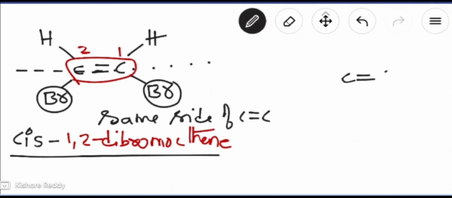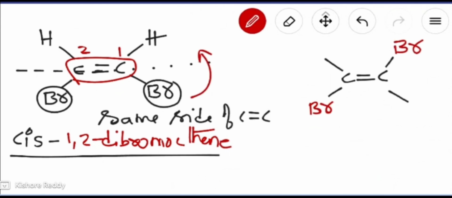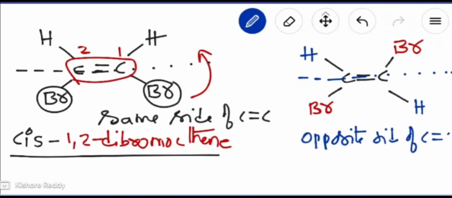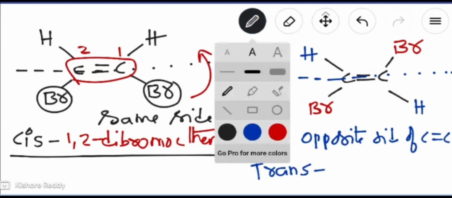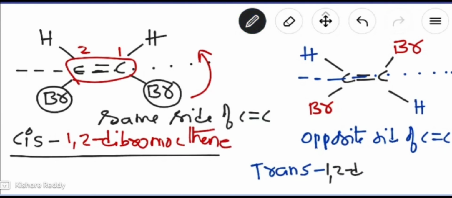Now take the same way. What will be the isomer to this? Keep one bromo here and interchange this to the other position and write it on the opposite side. Same thing, hydrogen also will be on the opposite side. Is it right? This is the double bond, here is the plane. So the similar groups are on the opposite side of the double bond. Therefore, what do you call this? Can we write trans right now? So trans, then the name will remain the same or not? What is that? 1,2-dibromoethene. So everyone understood?